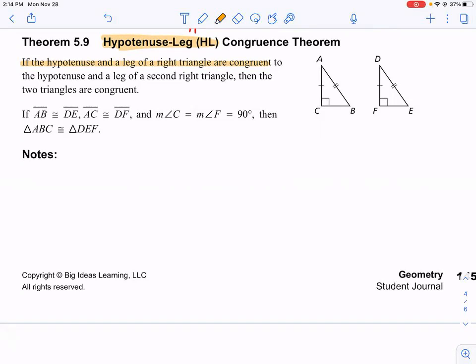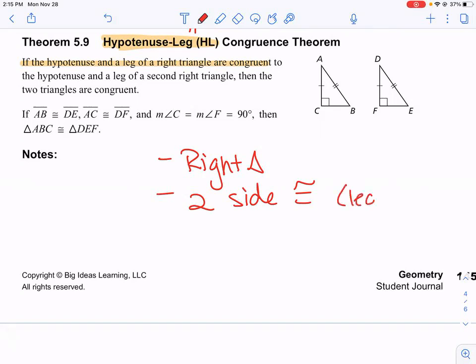So, number one, what kind of triangle does it have to be? Right. So we still need three statements. We need that it's a right triangle, and then we need two side congruency statements, where one's a leg and one's a hypotenuse. In your proof, you need some fact about it being a right triangle. You need that two legs are congruent. You need that two hypotenuses are congruent. Then you can say our triangles are congruent.